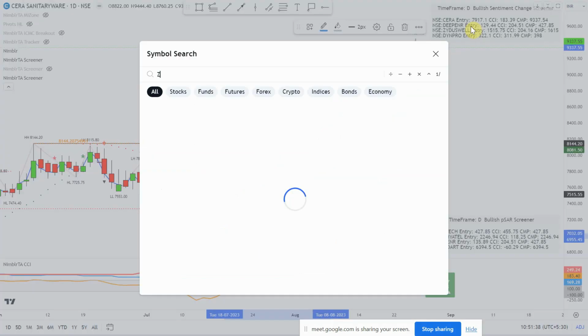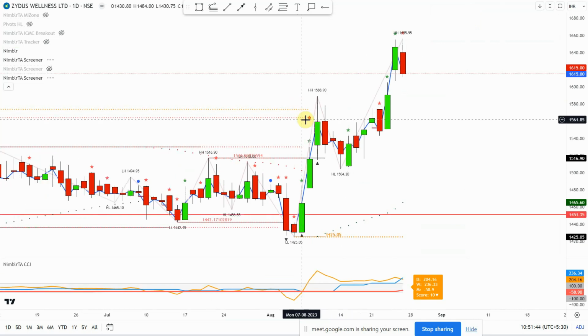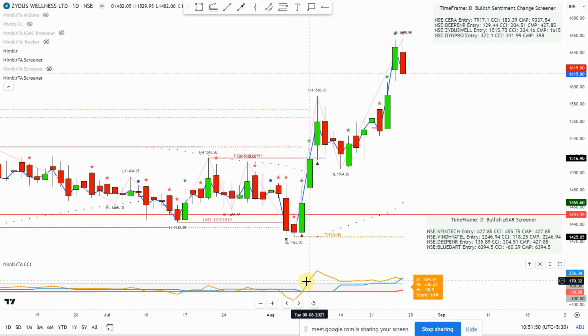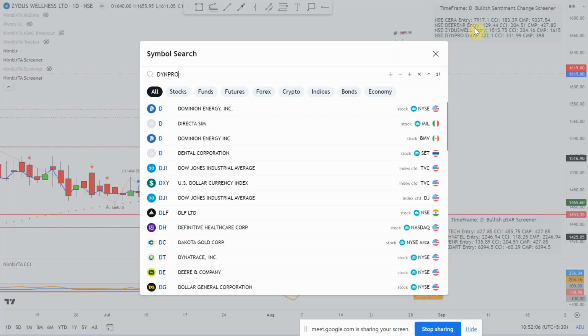Similarly, Zydus Wellness, if we see over here on a daily time frame, the number of candles it took from movement from -100 to +100. So this value of the yellow or orange line moving above 100, and prior to it when it was less than -100, the number of candles it took tells us the sentiment. So the sentiments have changed for it. Similarly for Dyn Pro.